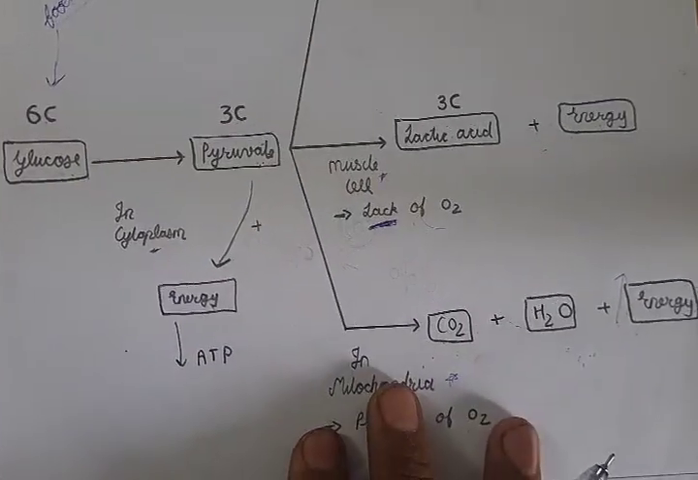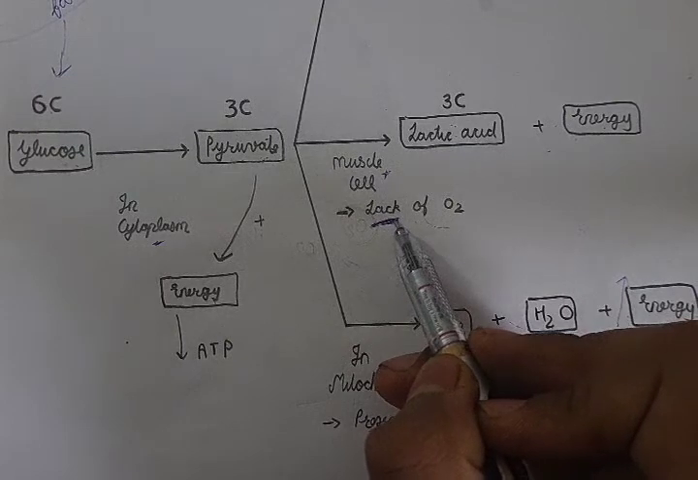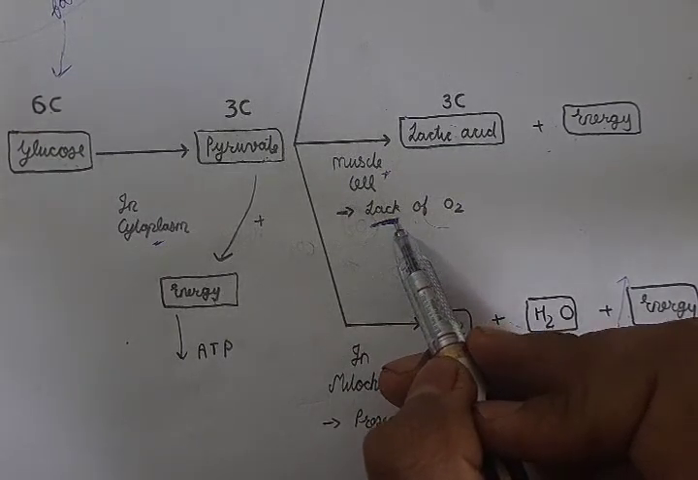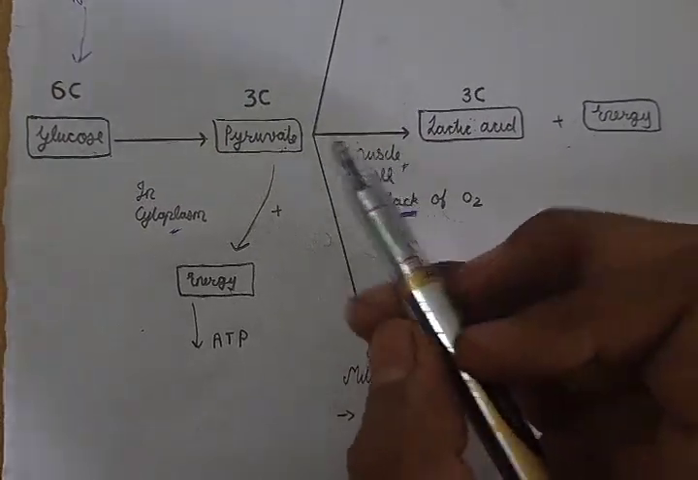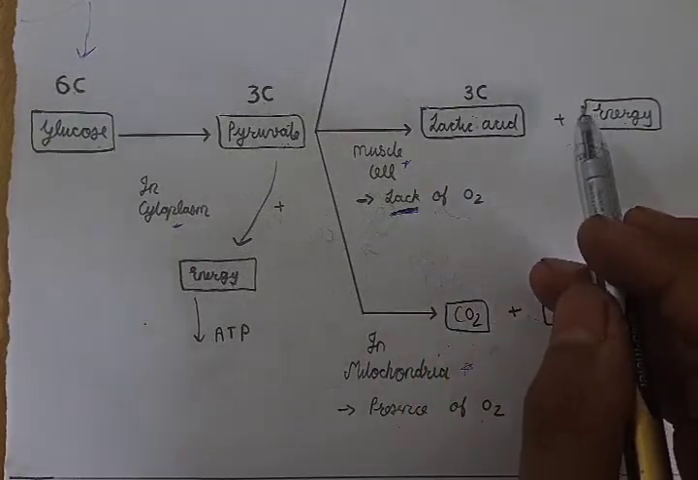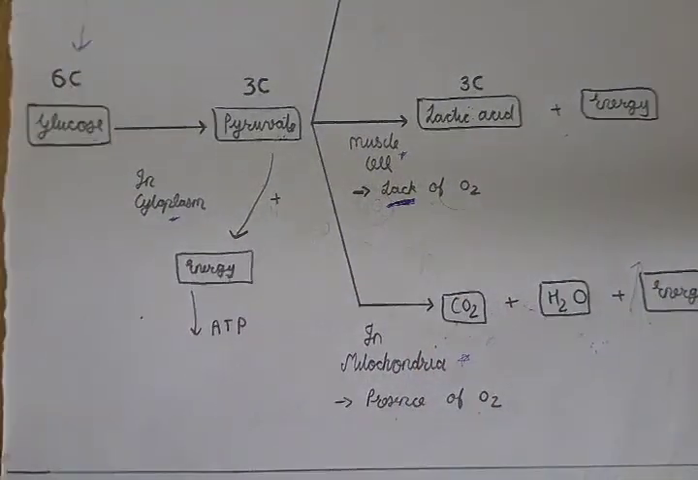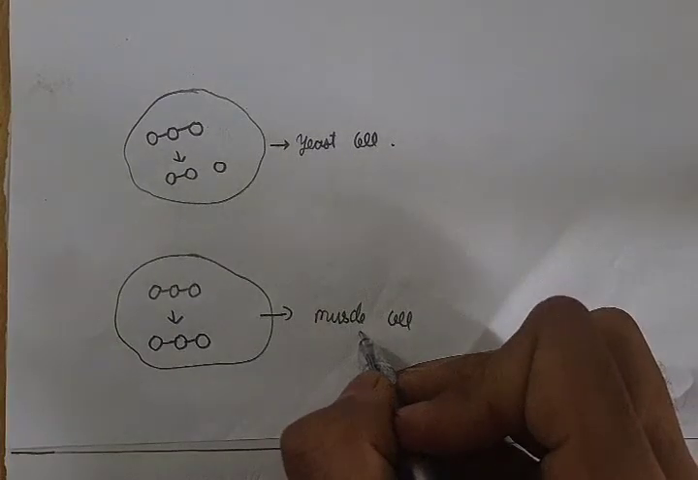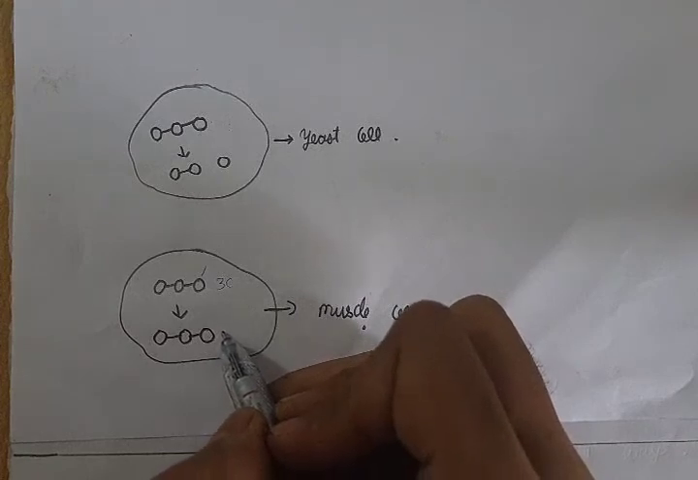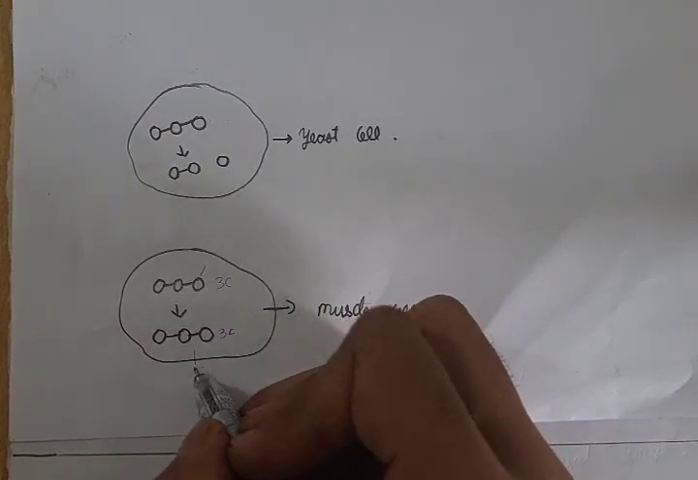In the same way here in the muscle cell, there is less oxygen sometimes. When you play and when you do physical exercises, there is less oxygen. So a different process takes place in which pyruvate, a 3 carbon molecule, is converted into lactic acid and energy is released in these muscle cells. So inside this muscle cell, we saw that this 3 carbon molecule, pyruvate, is converted into a 3 carbon molecule only, which is lactic acid, and some energy is released.